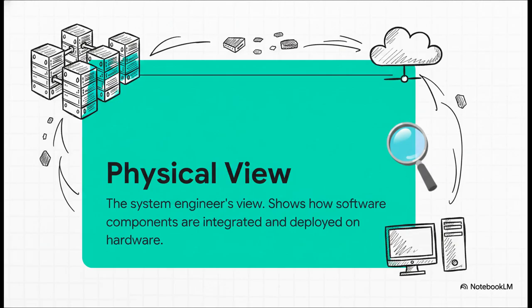Then there's the physical view. This is really the system engineer's turf. It's where the rubber meets the road. It shows how all those software components are actually deployed and connected on real physical hardware. You'd use a deployment diagram to map this out. It basically answers, where is this code actually going to live and run in the real world?